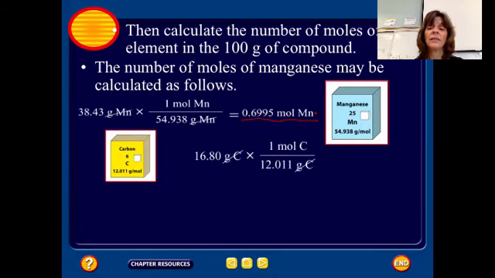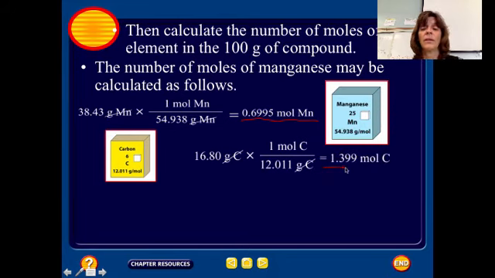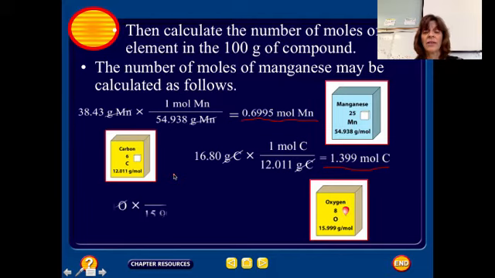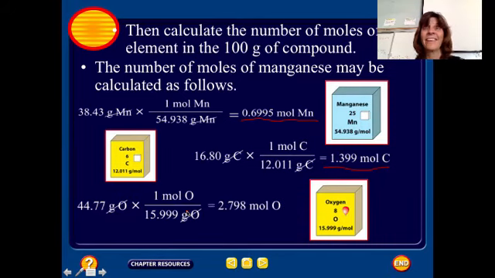For the carbon, 16.80 grams of carbon divided by 12.011 grams of carbon gives you 1.399 moles of carbon. Again, the starting amounts came from the percentages we had, which we are using out of 100 grams total. For the oxygen, that 44.77 grams of oxygen divided by the molar mass of oxygen to get 2.798 moles of oxygen.